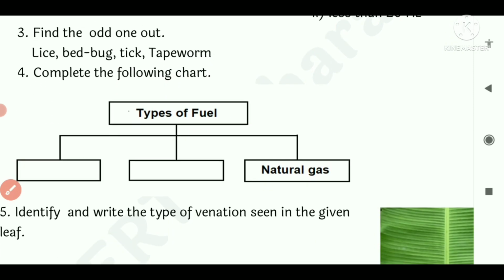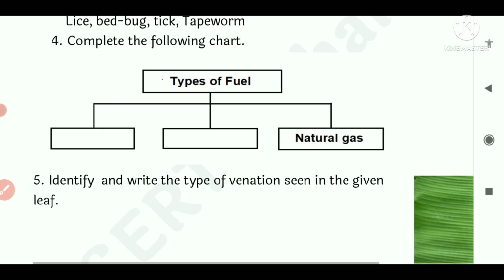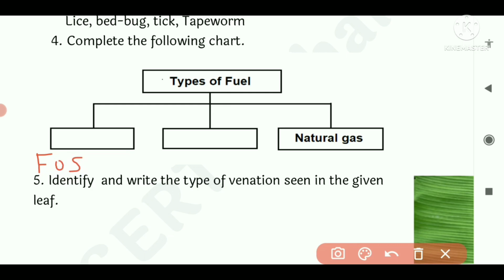Complete the following chart. Types of fuels. First is a fossil fuel. Second is mineral gas.